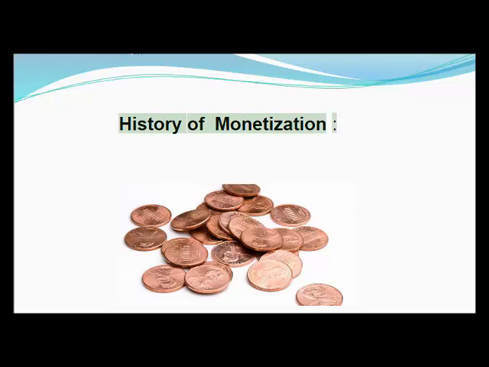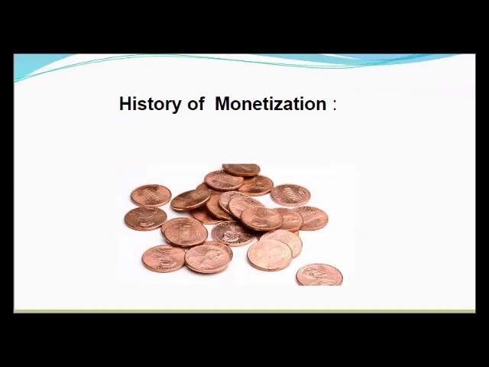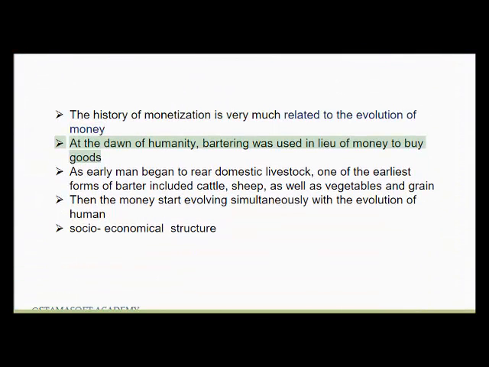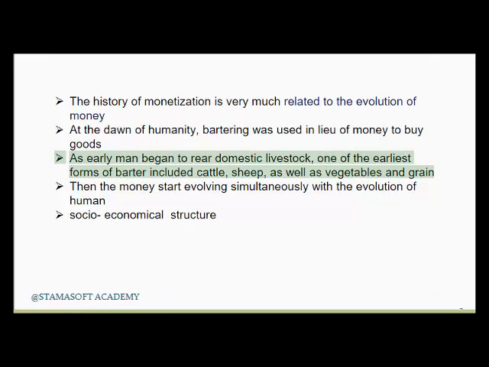History of monetization. The history of monetization is very much related to the evolution of money. At the dawn of humanity, bartering was used in lieu of money to buy goods. As early man began to rear domestic livestock, one of the earliest forms of barter included cattle, sheep, as well as vegetables and grain. Then the money started evolving simultaneously with the evolution of human.